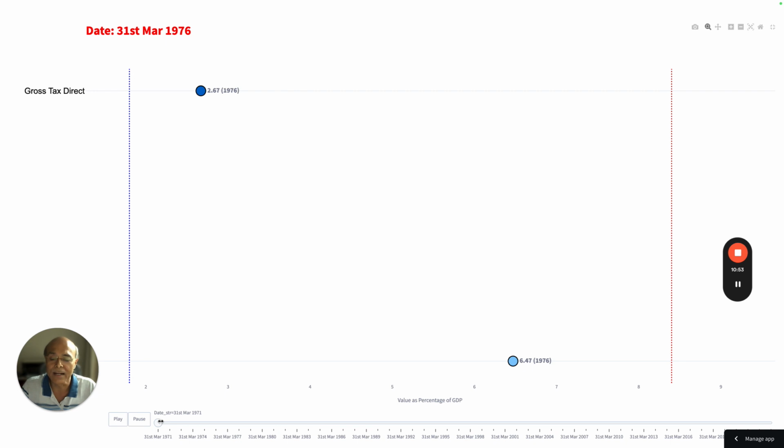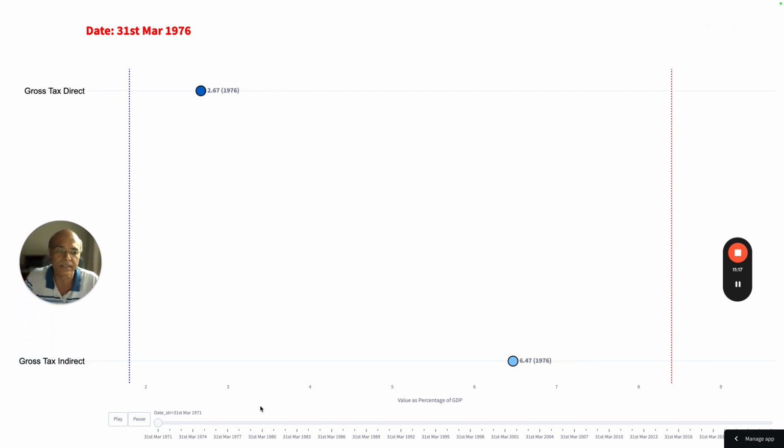Now, let's start and play this, and I'll drag this going forward, and you'll see that initially, in 1976, this data is in 1976, you will find that the economy was heavily loaded towards indirect taxes, because the indirect taxes, which is down below, let me just shift this phase here. So you'll see indirect taxes was 6.46% of our nominal GDP. Direct taxes was 2.67% of our nominal GDP.